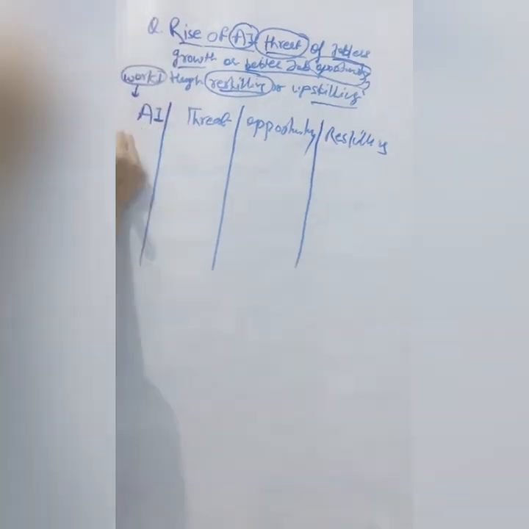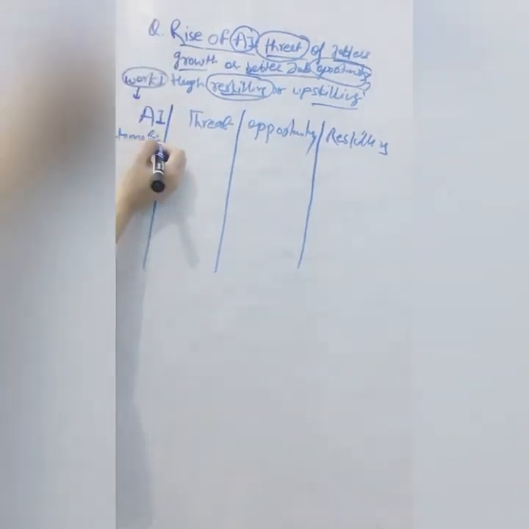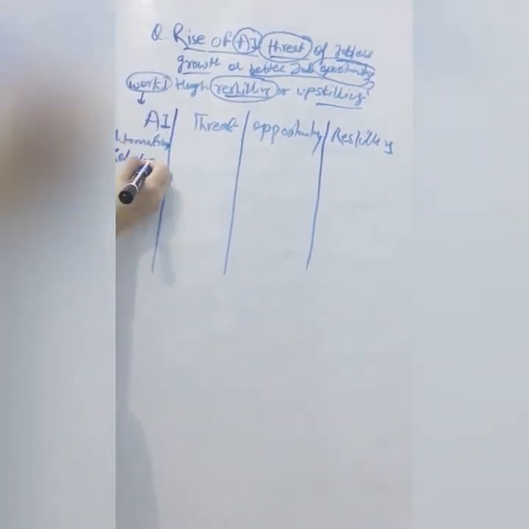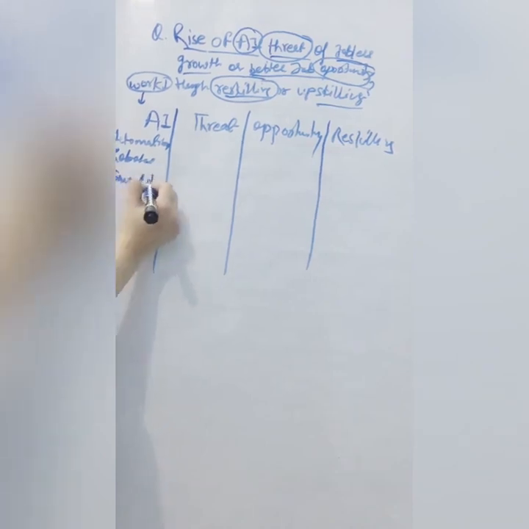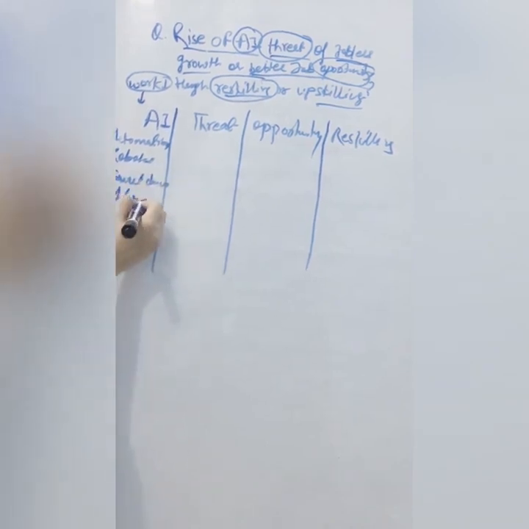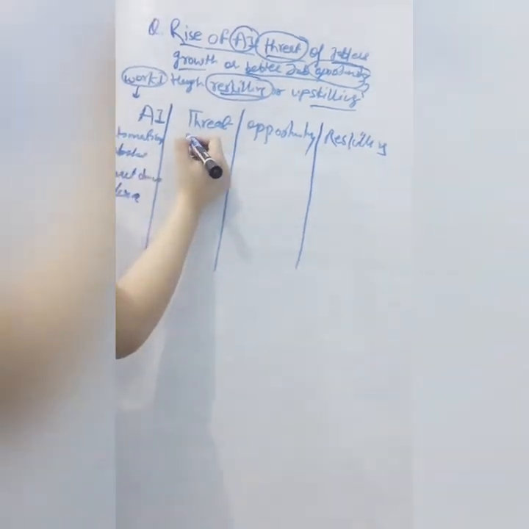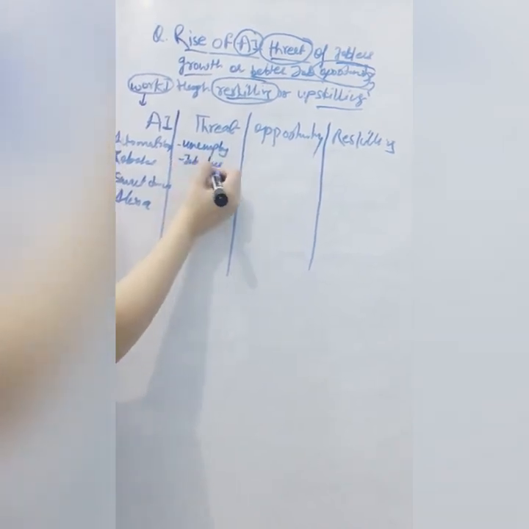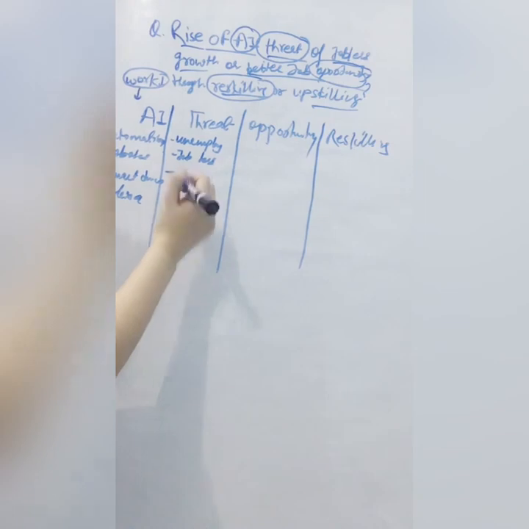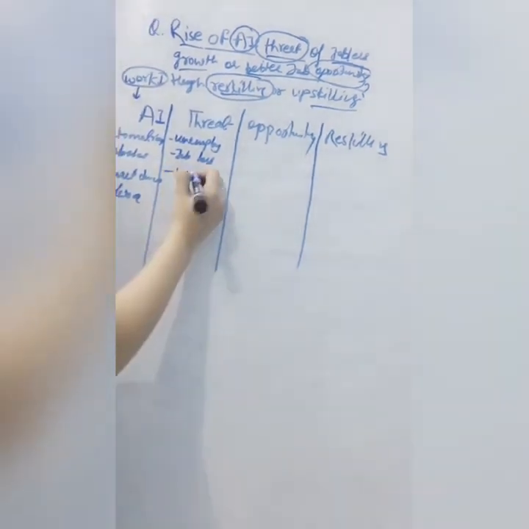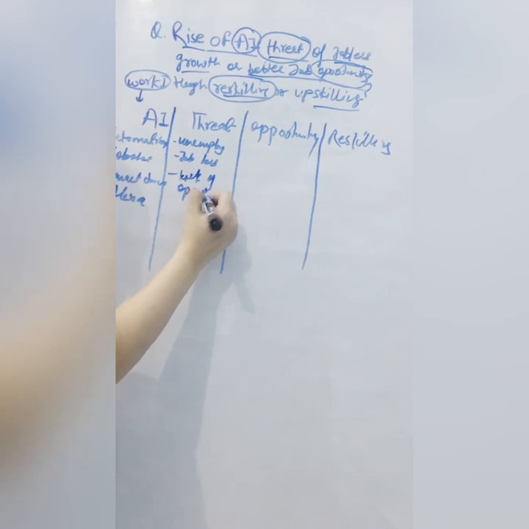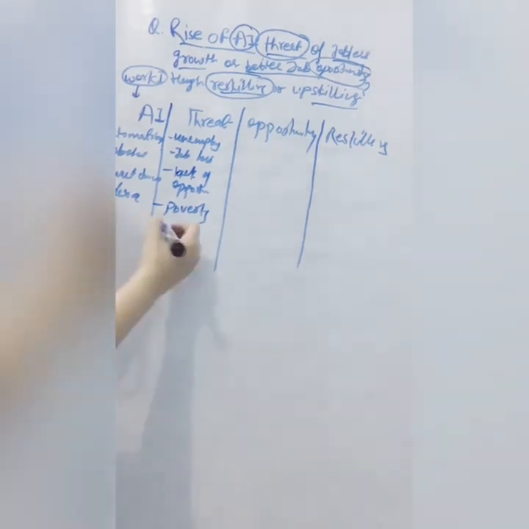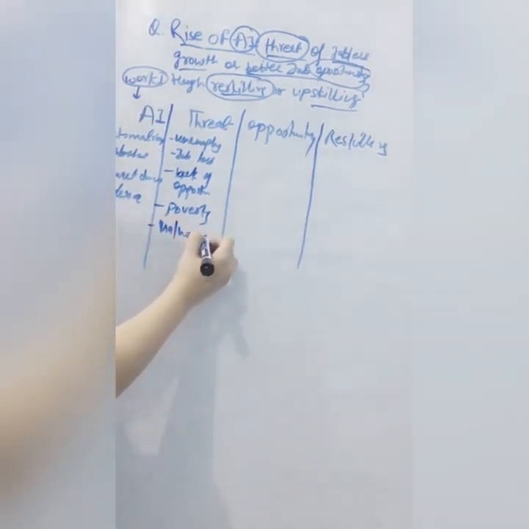So for artificial intelligence, we can talk about automation. When you think about artificial intelligence, what comes into your mind? Automation, and then robotics. Then there are smart devices, or Alexa, for example, Siri. So this is artificial intelligence. That threat, what are the threats? Unemployment. There will be job loss, and there will be a lack of opportunities for the people. So these are the kind of threats. There will be poverty. People will be jobless, so there will be poverty, malnourishment. So these are the threats.